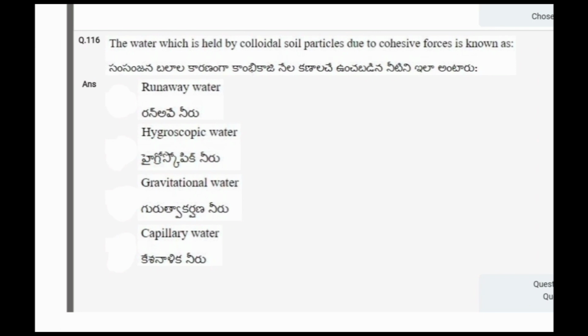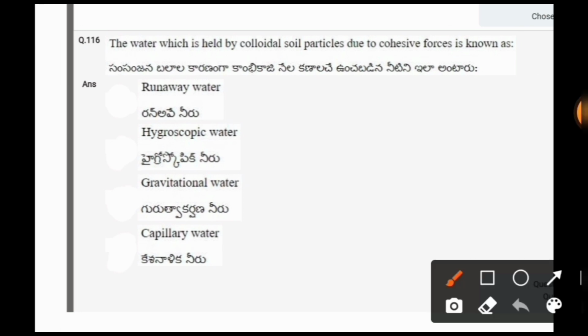Next question. The water which is held by colloidal soil particles due to cohesive forces is known as. The options are runaway water, hygroscopic water, gravitational water, capillary water. The correct option is the second one, that is hygroscopic water.